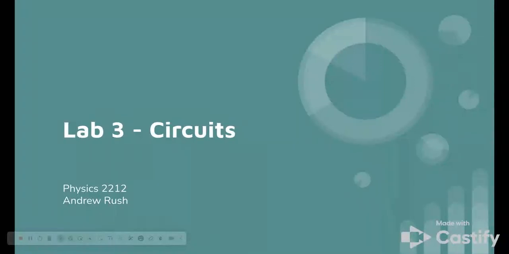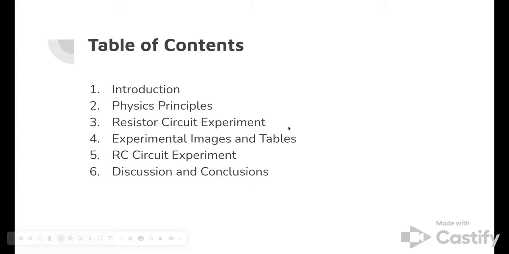Hello, my name is Andrew Rush, and this is my Physics 2212 Lab 3 over circuits. For a brief table of contents, we're going to have an introduction, the physics principles used, a resistor circuit experiment, the experimental images and tables, and then the RC circuit experiment. Then we're going to go through some discussions and conclusions.